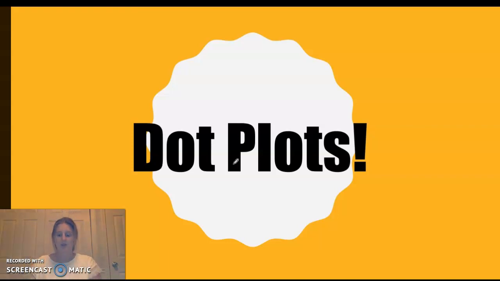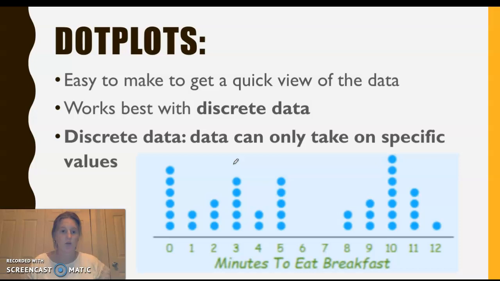A dot plot. A dot plot is going to be a data display that we use a lot. Okay, we have to identify it, which is pretty straightforward, but we also have to be able to make it. These are easy to make, and it's super easy and nice to get a quick view of the data. It works best with discrete data, which means we can count it, right? How many goals are you scoring in your soccer game? 0, 1, 2, 3, 4, 5. We tally up the number in a frequency table, and we put it on a dot plot.